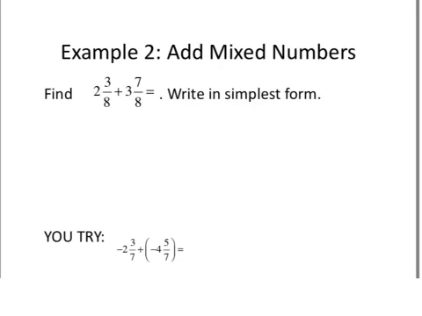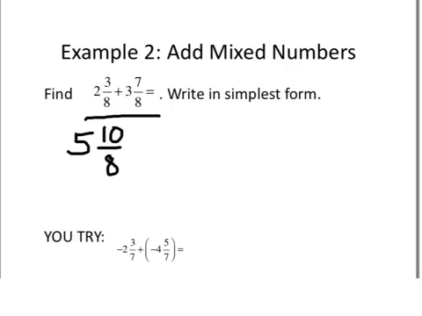Here in example 2, we're looking at adding mixed numbers. If you notice, in the example that we have, our denominators are the same, which is really good. What we're going to do is add the whole numbers together, and then we're going to add the fractions, and then we'll see if we can simplify from there. So when I add the 2 plus 3, I get 5. And then when I add the 3/8 plus the 7/8, I get 10/8.